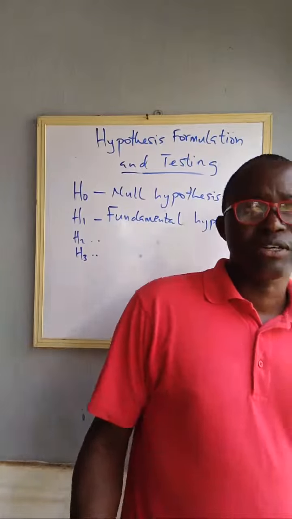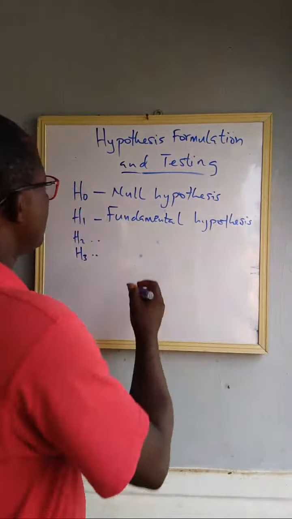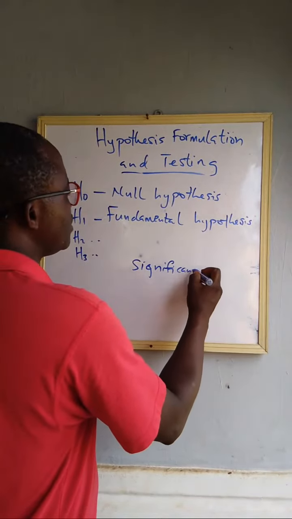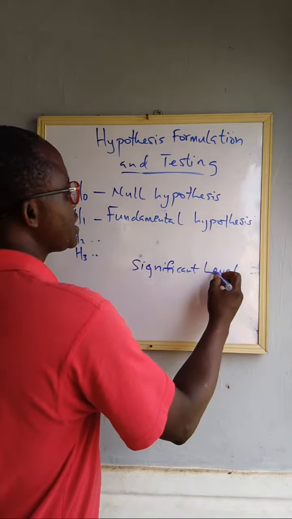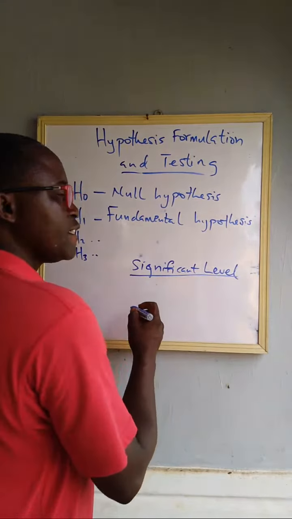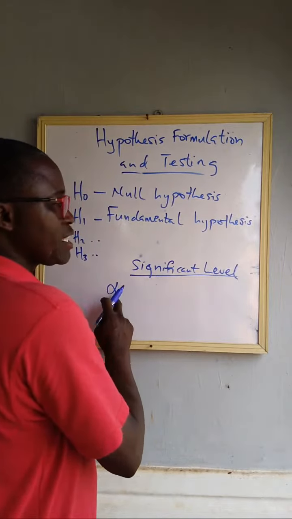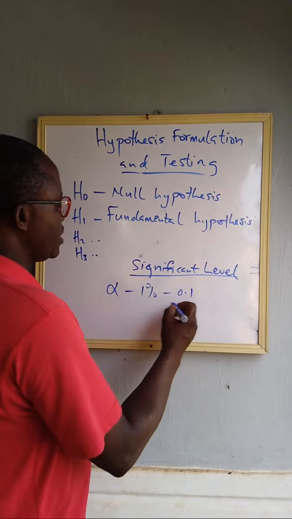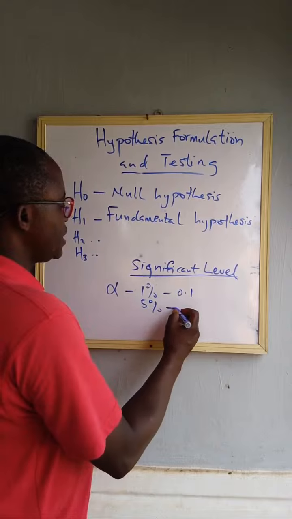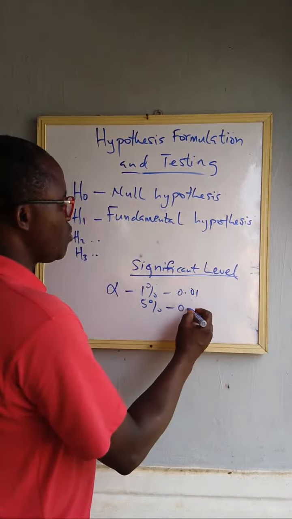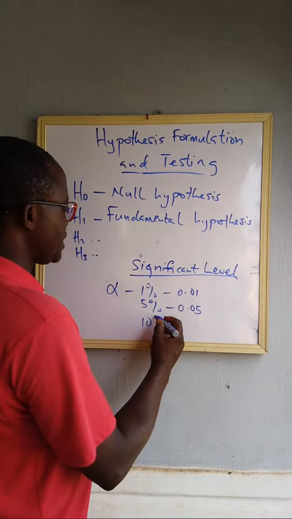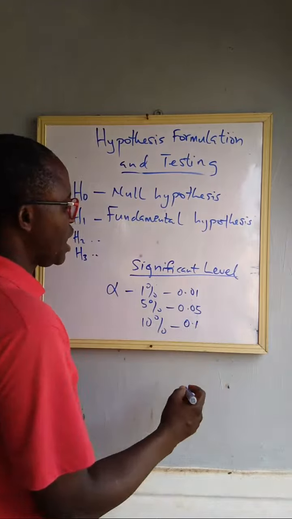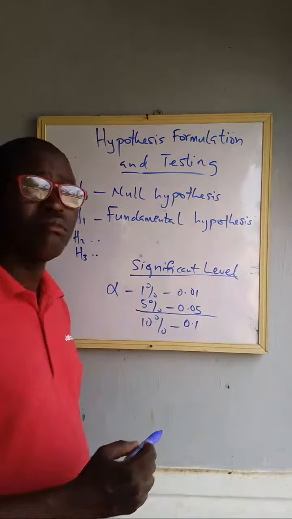Now, we want to talk about significance level. I mentioned this earlier. Significance level is the alpha. Alpha can be 1%, that is 0.01, it can be 5%, that is 0.05, and it can be 10%, and that is 0.1. Now, usually we use 5% in most research.